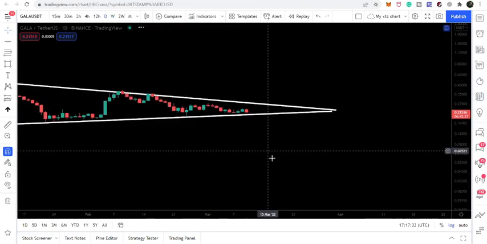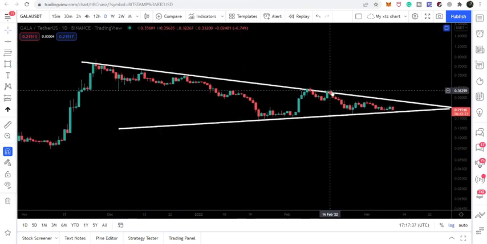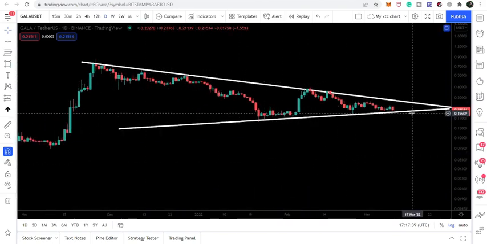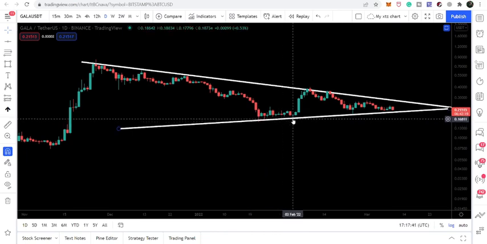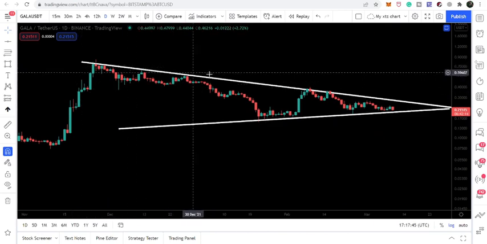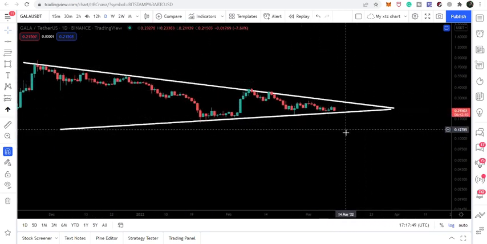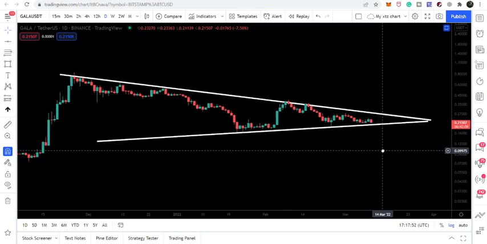If I switch to the daily time frame chart, then we can see that we have several touch points at the resistance and few touch points at the support. We have 1, 2, 3, 4, 5 and 6 touch points approximately at the support, and several touch points at the resistance. And you can see that movement is very squeezed right now. We have reached the end of this symmetrical triangle.